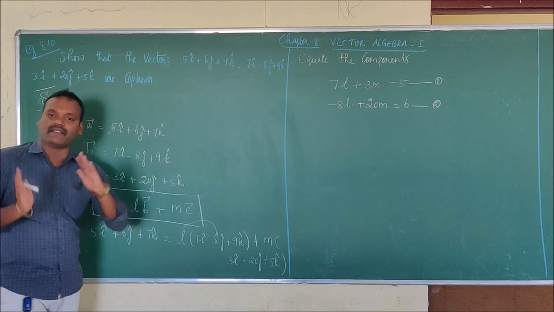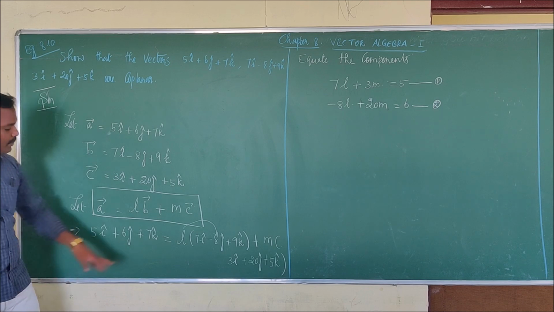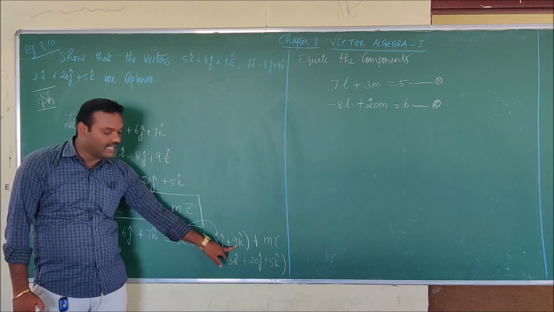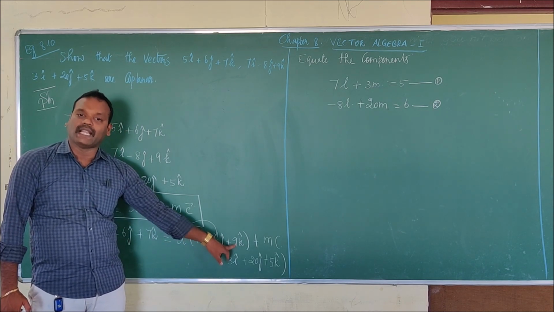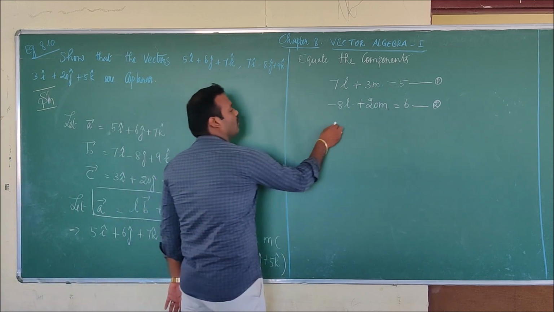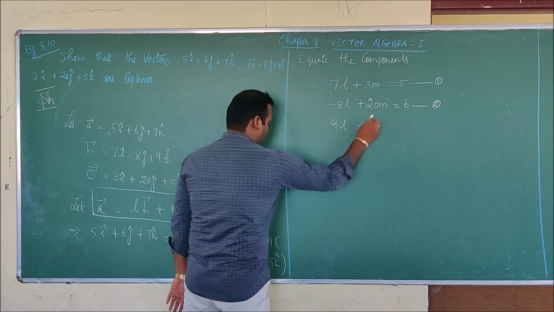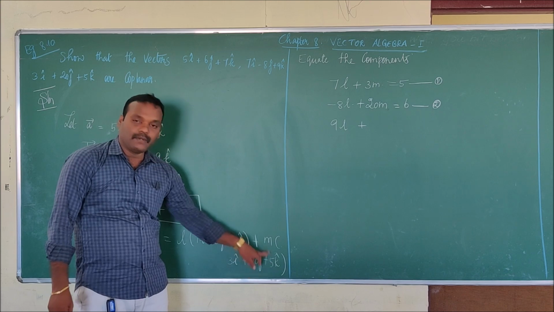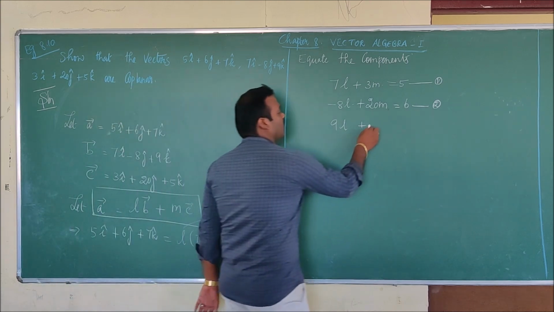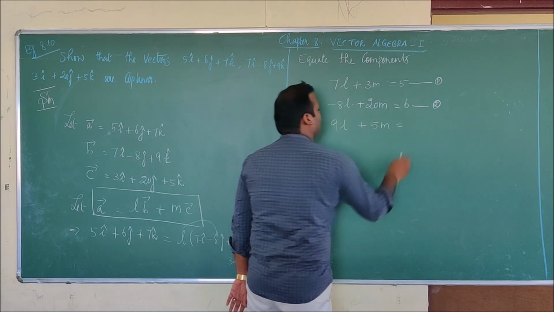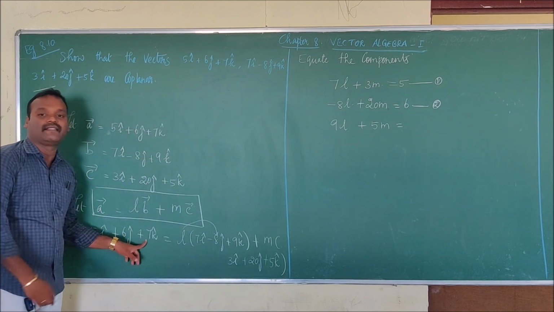Similarly, we have to equate the k components. Here L is multiplied with 9k cap, so 9 into L, 9L, plus 5 into M, which is 5M, equal to, here the k component is 7.